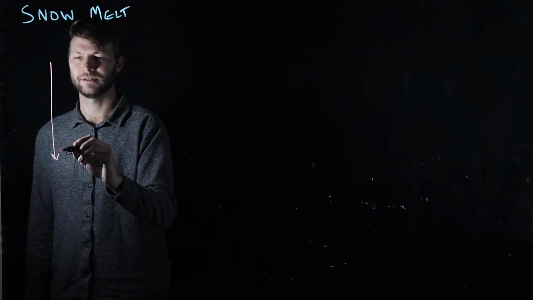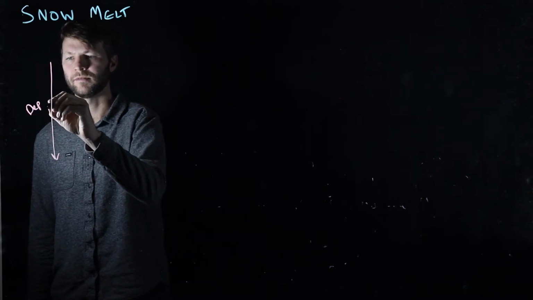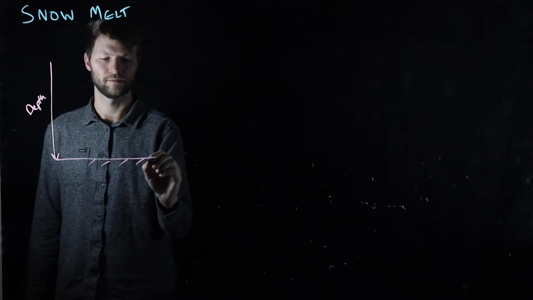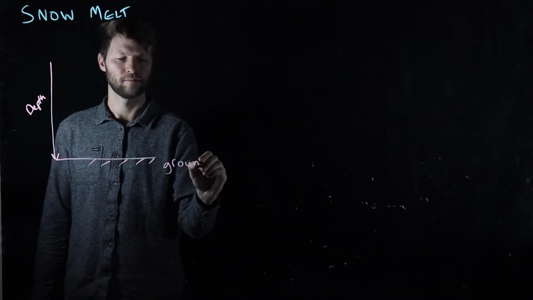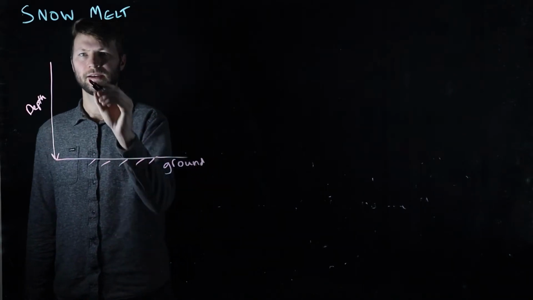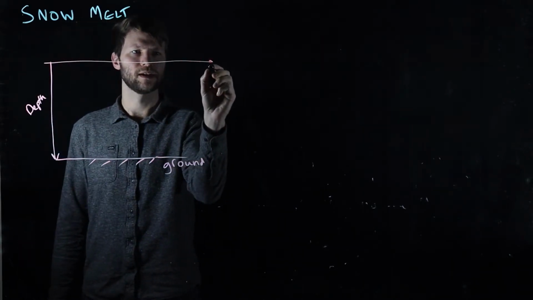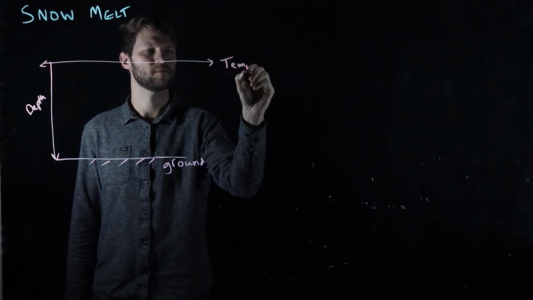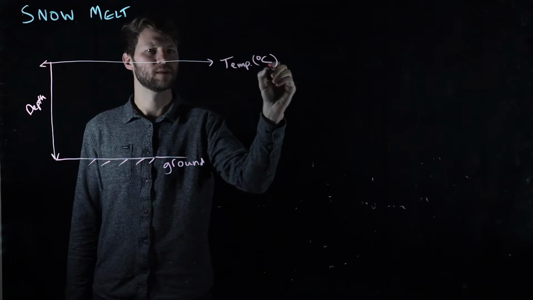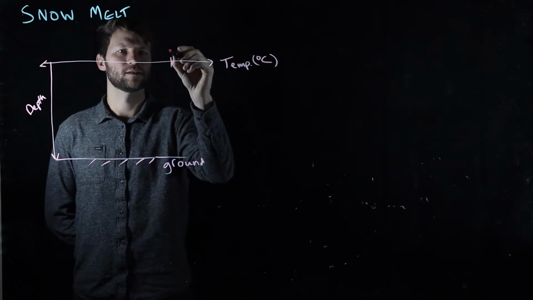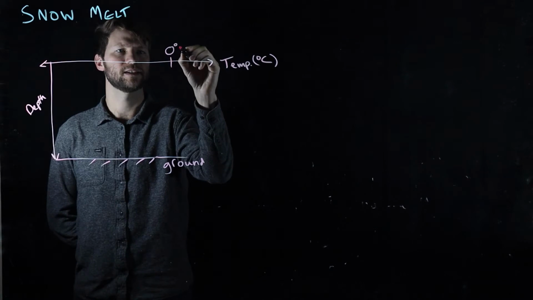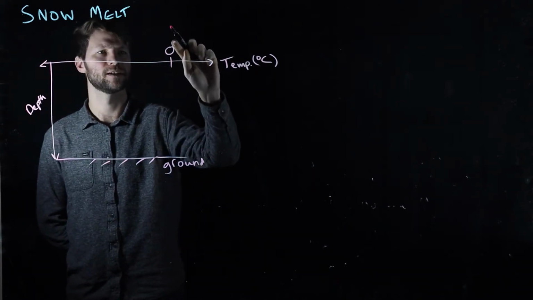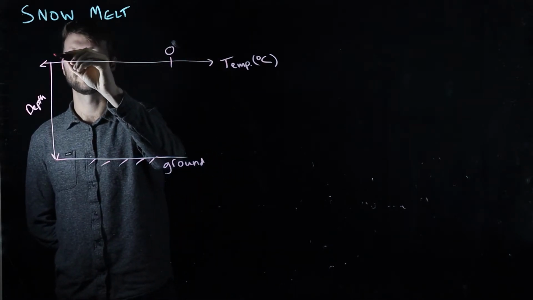So going down here, we'll have depth. This will be the ground. And then on this axis up here, we'll have temperature. And we'll put here the freezing or melting point, so 0 degrees. I guess we don't need the degree. And then maybe down here we'll do -10.